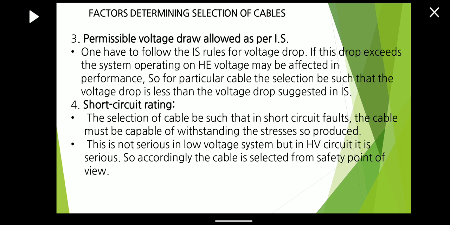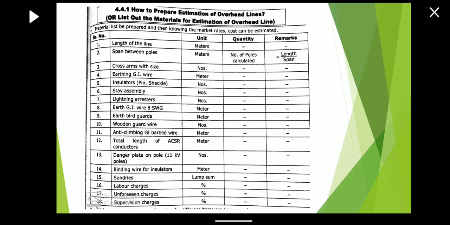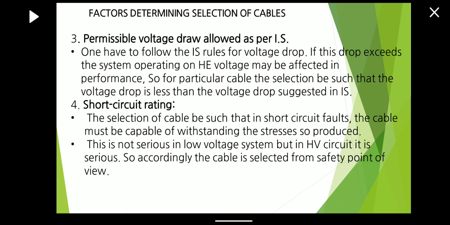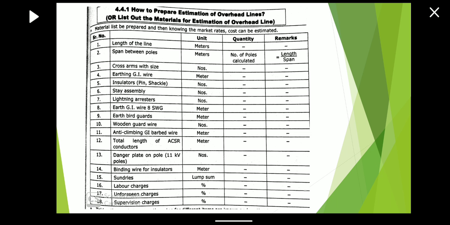suggested in IS. Then short circuit rating: the selection of the cable must be such that in a short circuit fault the cable must be capable of withstanding the stress so produced. This is not serious in a low voltage system, but in a high voltage circuit it is serious. So accordingly the cable is selected from the safety point of view. So these are the factors determining the selection of the cable.